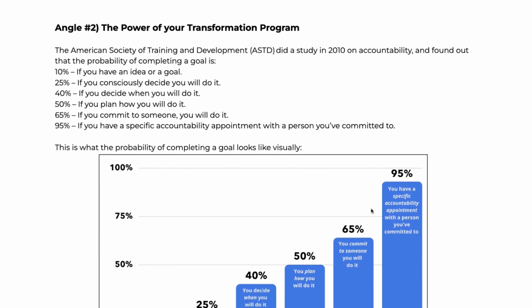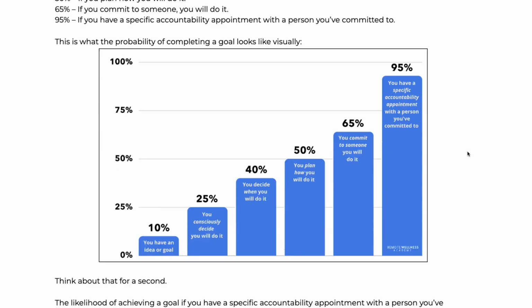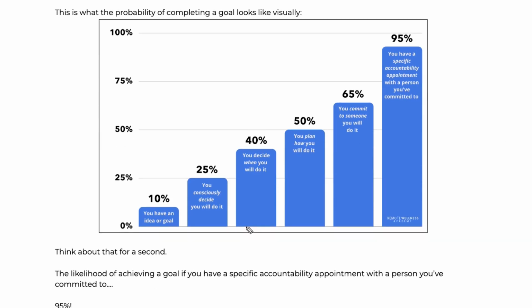So the American Society of Training and Development did a study in 2010 on accountability, and they found that the probability of somebody hitting and completing their goal is 10% if you just have an idea or a goal, 25% if you consciously decide that you're going to do it, 40% if you decide that you're going to do it, 50% if you plan on how you're going to do it, 65% if you commit to someone that you're going to do it, and then 95% if you have a specific accountability appointment with a person that you've committed to. And so this is what the probability of completing a goal looks like visually, depending on what sort of support mechanisms you have in place. It goes from 10% all the way to 95%, okay?